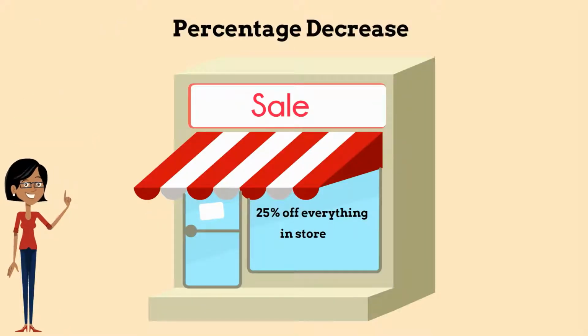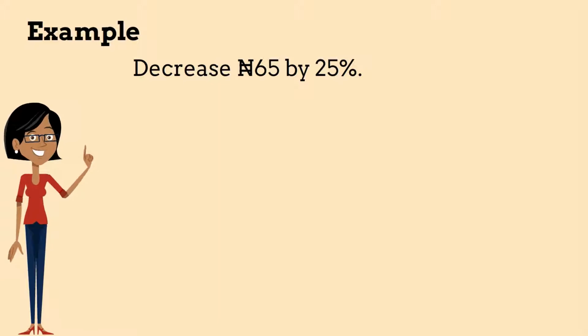Now let's have a look at percentage decrease. We find a good example of this in the shops when there's a sale and it says 25% off or 10% discount. Here are some examples. It says here decrease 65 naira by 25%.